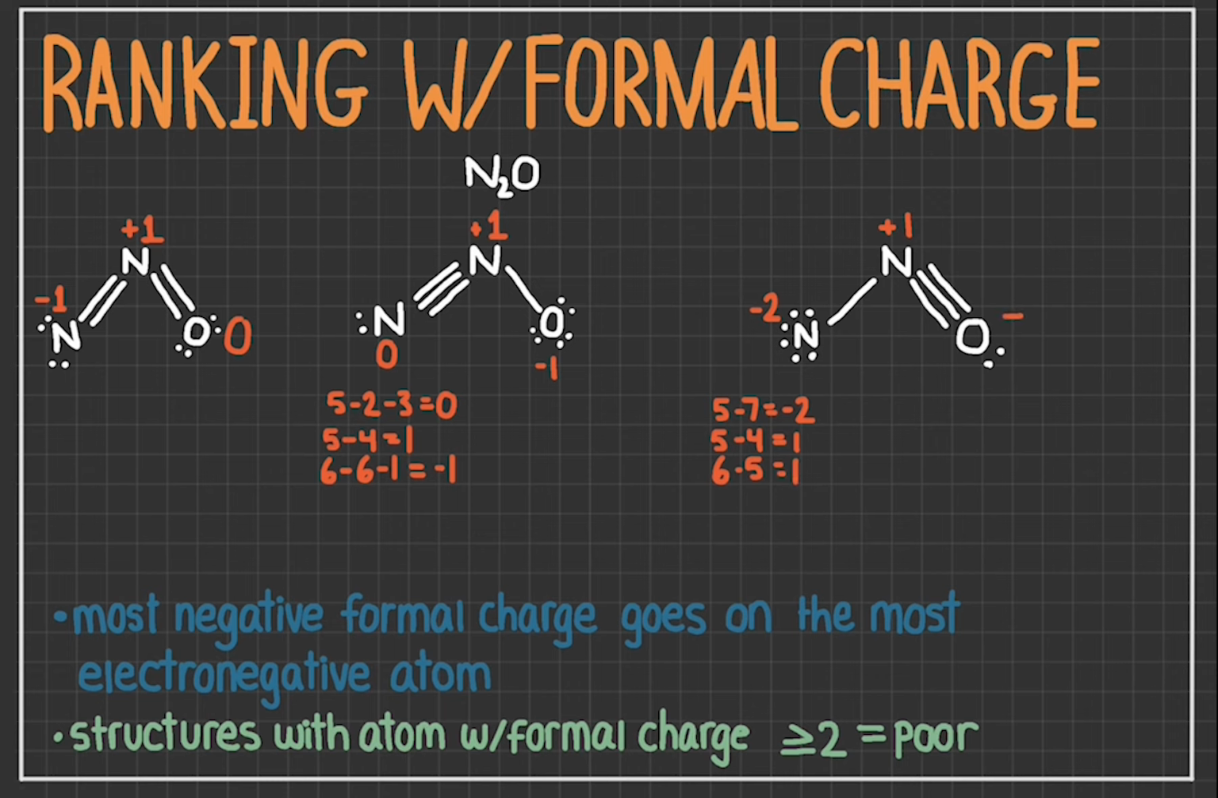So this structure is actually quite bad. For one, we have a nitrogen with a charge on it with a magnitude of 2, which is already pushing it. But on top of that, the most negative charge is on the nitrogen, and not the more electronegative oxygen. Instead, the oxygen has a positive charge of +1. So this is probably the worst option here, and we can confidently say that the middle structure is the best structure when considering formal charge.